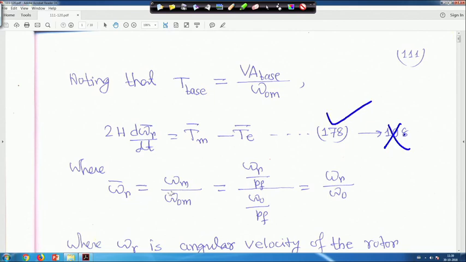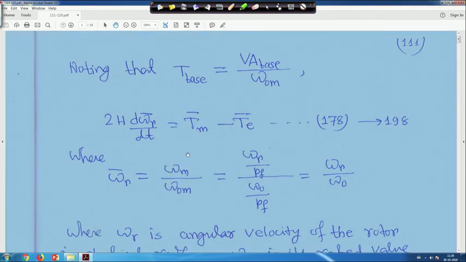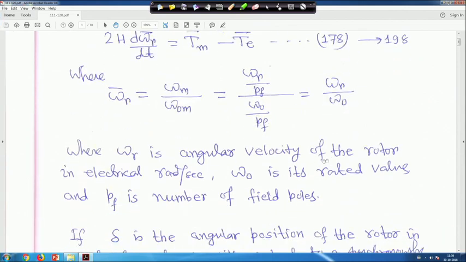So we have seen omega_r bar is equal to omega_m upon omega_0m. We can write this as omega_r upon P_f divided by omega_0 upon P_f, where P_f is the number of field poles. So omega_r bar is equal to omega_r by omega_0. Things are simple, we are just transforming to per unit values, where omega_r is the angular velocity of the rotor in electrical radians per second, omega_0 is its rated value, and P_f is the number of field poles.